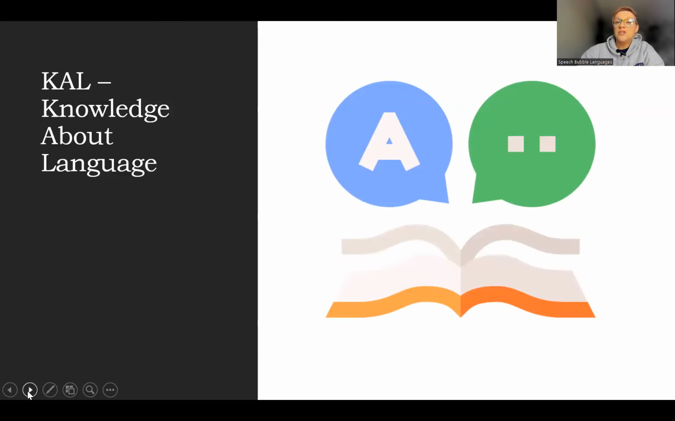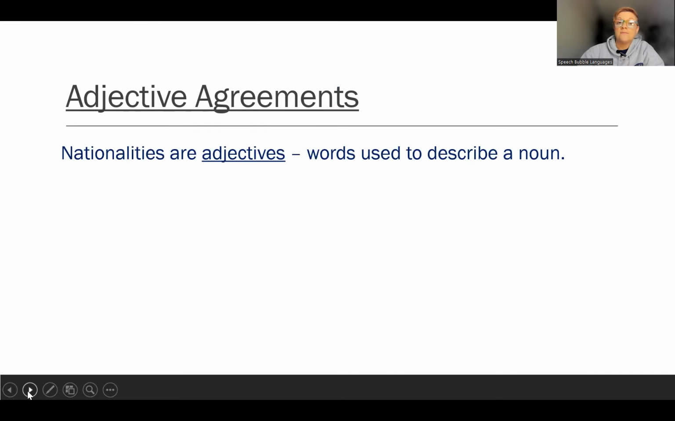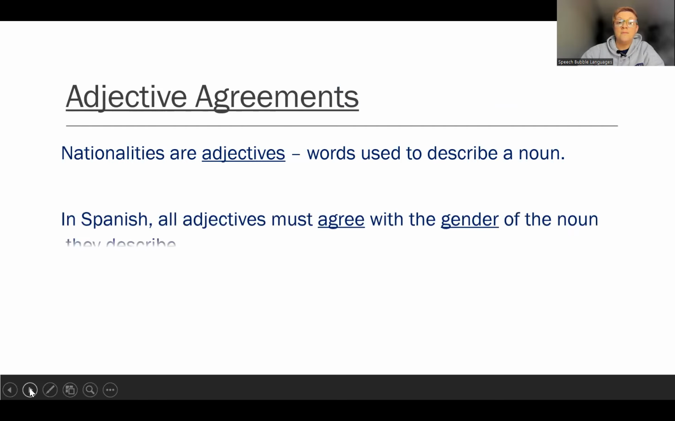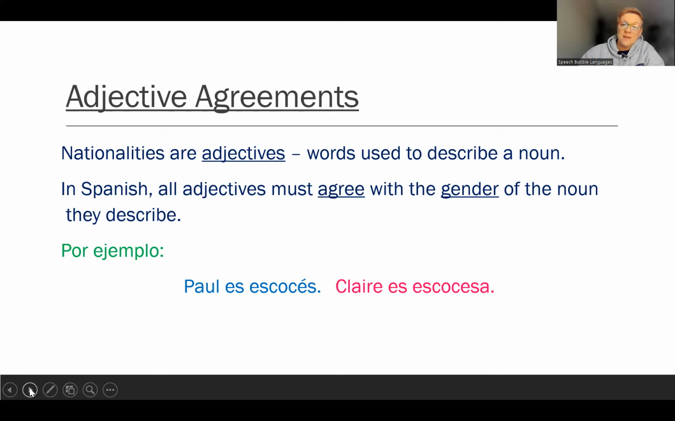The reason that we are changing the spelling of our nationalities is all to do with a piece of knowledge about language, or grammar knowledge in Spanish. It's all about adjectives and adjective agreements. Nationalities that we've been learning are adjectives, in other words, words used to describe a noun. In Spanish, all adjectives must agree with the gender of the noun that they are describing. For example, Paul is escocés, but Claire is escocesa. Both Paul and Claire are Scottish, but they're spelling that word differently.